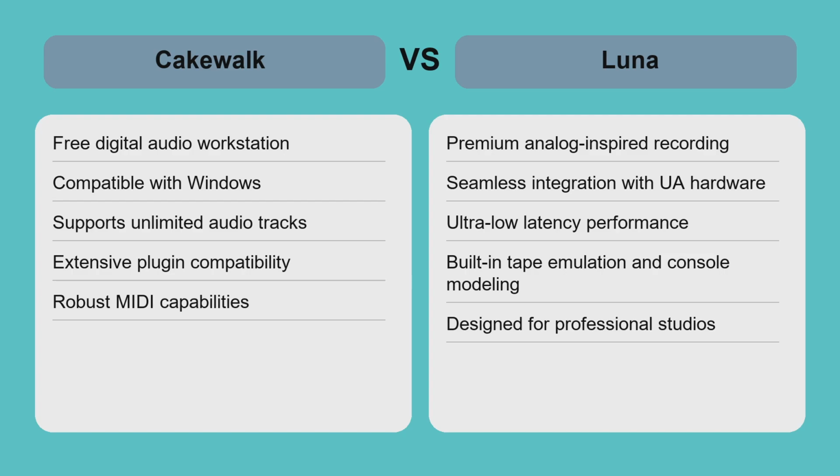In real-world terms, Cakewalk suits users seeking a powerful, cost-effective DAW adaptable to various setups, while Luna is better for those invested in UA gear who prioritize sound quality and seamless hardware integration. The trade-off lies between hardware-centric premium sound and broad platform flexibility.